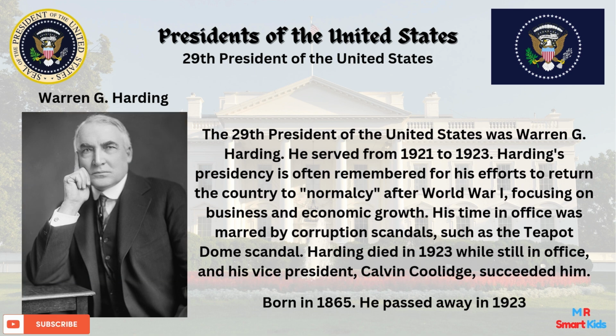The 29th President of the United States was Warren G. Harding. He served from 1921 to 1923. Harding's presidency is often remembered for his efforts to return the country to normalcy after World War I, focusing on business and economic growth. His time in office was marred by corruption scandals, such as the Teapot Dome scandal. Harding died in 1923 while still in office, and his vice president, Calvin Coolidge, succeeded him. He was born in 1865. He passed away in 1923.